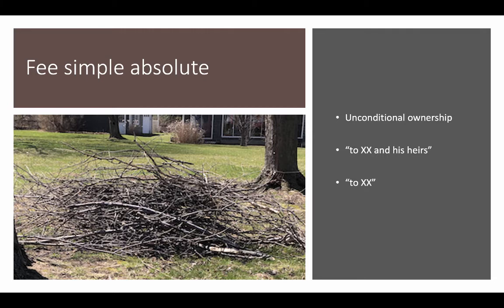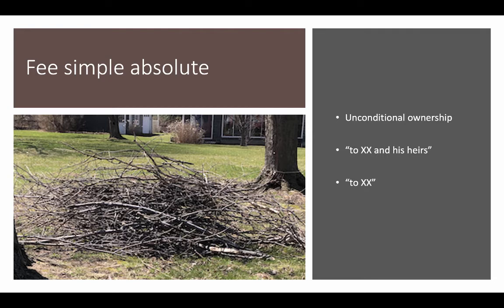The language that's historically been used to create a fee simple absolute is to X and his heirs. Even though historically it didn't work this way, we also now recognize simply saying to X as creating fee simple absolute. So, for example, Omar gives Whiteacre to Andrew and his heirs. Andrew has a fee simple absolute. If Omar gives Whiteacre to Andrew, then he also has fee simple absolute.